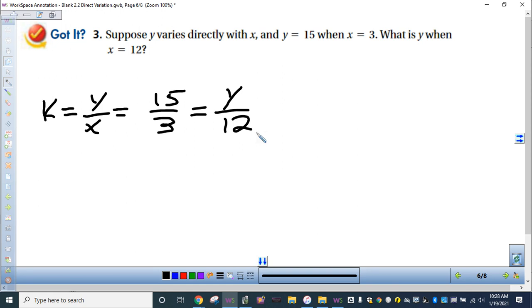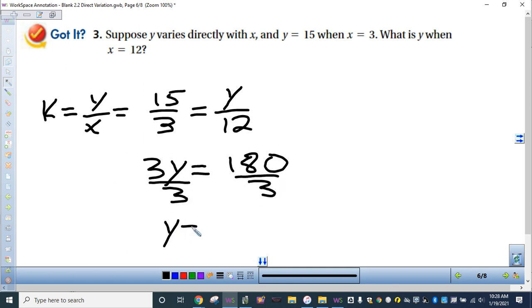Okay. So I'm going to start to do it, so you can take your virtual hands down. We get 3y equals 180 after we cross multiply. Divide both sides by 3. So y equals 60. That's one of our three answers. Here's our k value right here. 15 divided by 3 is 5.